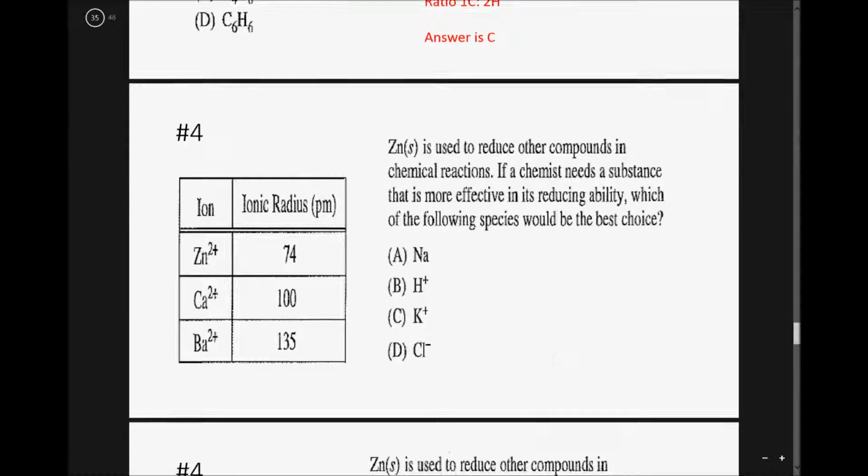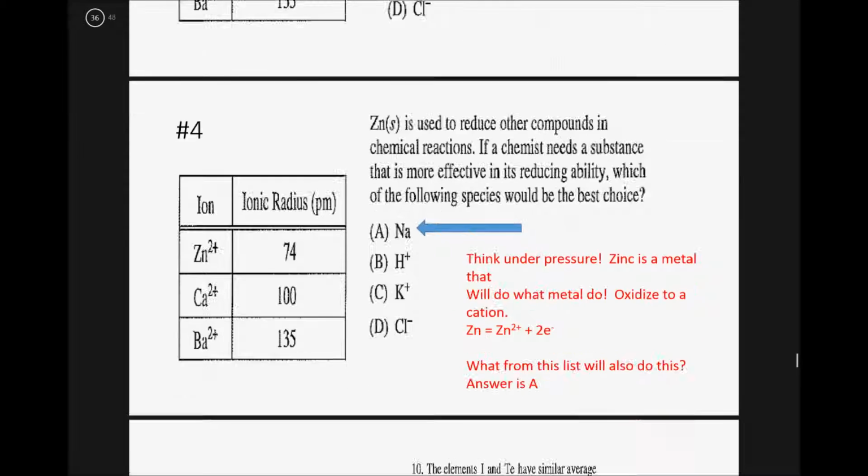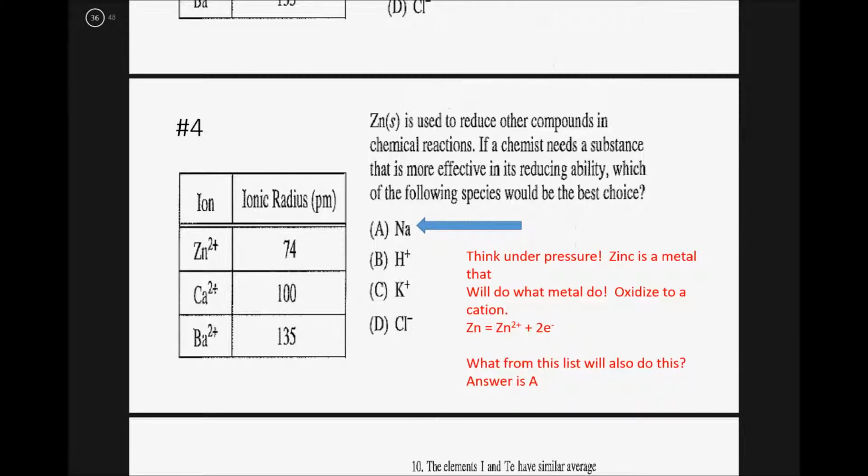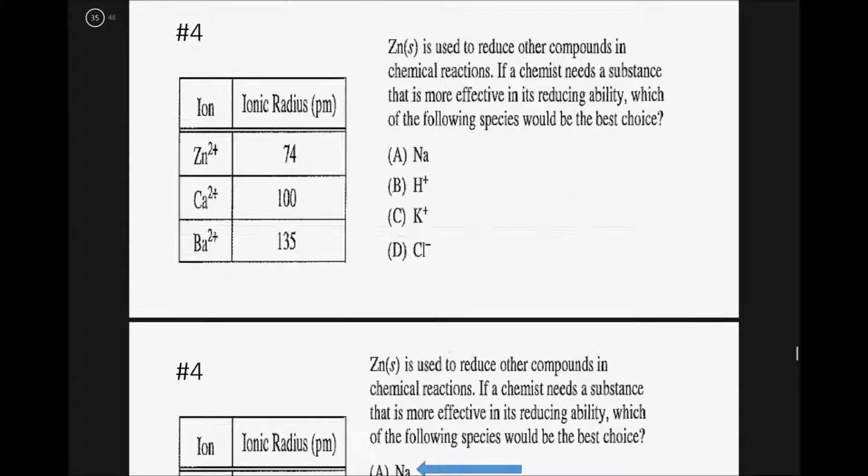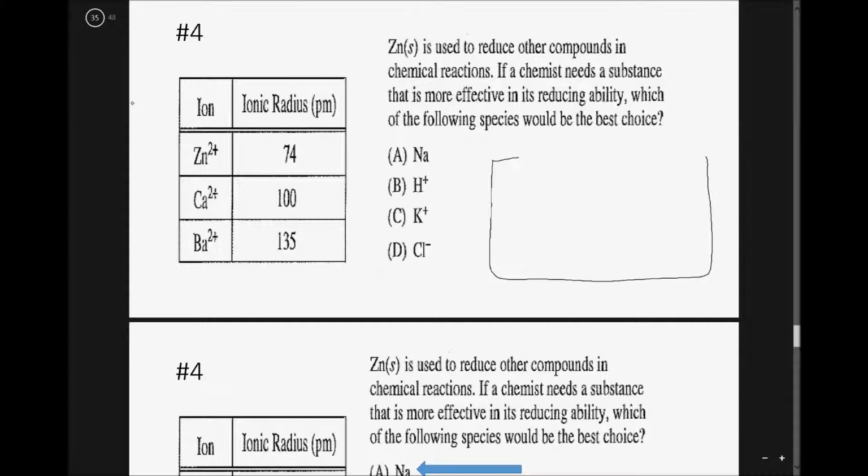We have, in this case, zinc, which is used to reduce other compounds in chemical reactions. If a chemist needs a substance that's more effective in reducing ability, which of the following species is the best choice? Now, under this situation, you really have to be aware of what metals and nonmetals do.